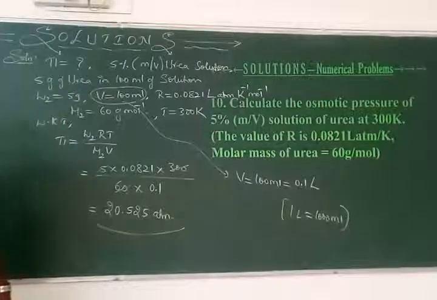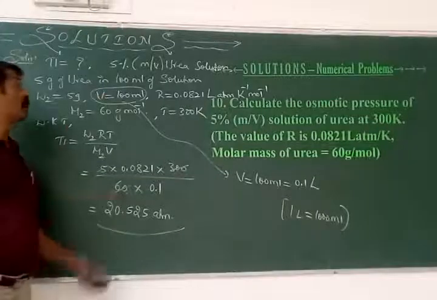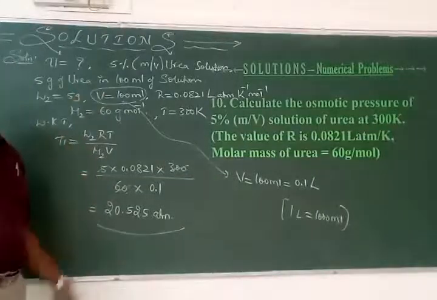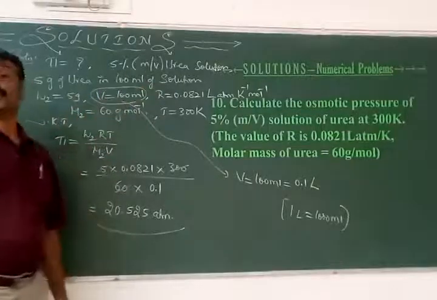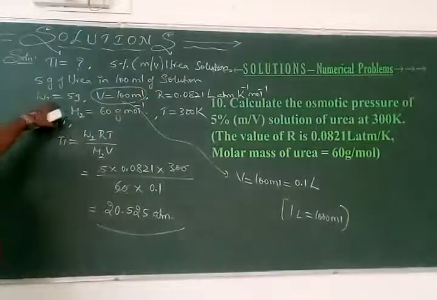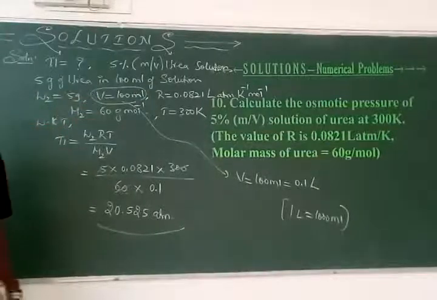What's the meaning of mass per volume? It means 5 grams of a solute, which is that solute here, it is the urea, dissolved in how much cm cube of the solution? 100 ml or 100 cm cube of the solution. Based on that, I will get the value of W2 is equal to 5 grams and the volume of the solution is given as 100 ml.